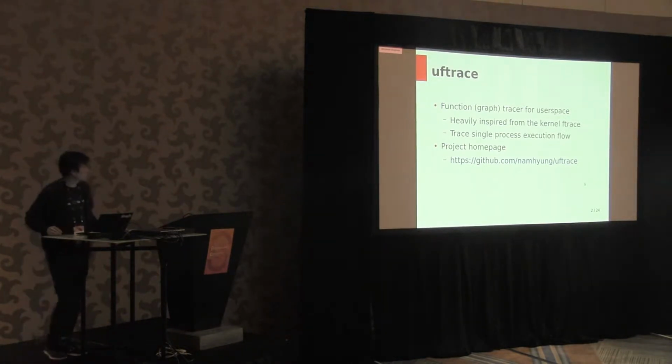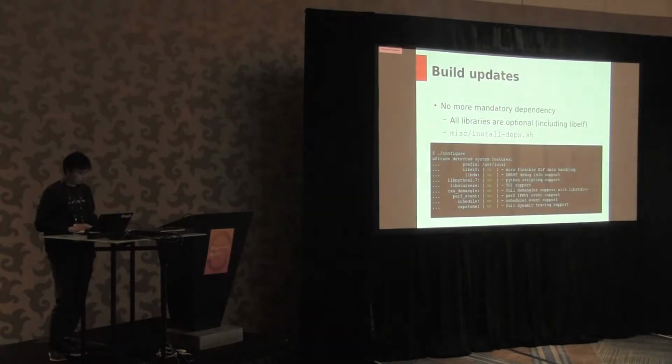uftrace is a function graph tracer for user space. It's heavily inspired from the kernel ftrace project, and it traces single process execution. For those not familiar with it, I suggest visiting the project homepage. We have some GIF animation to get the idea of the project.